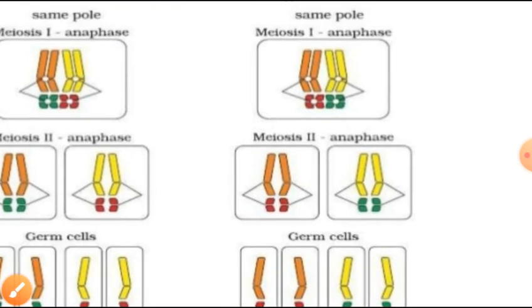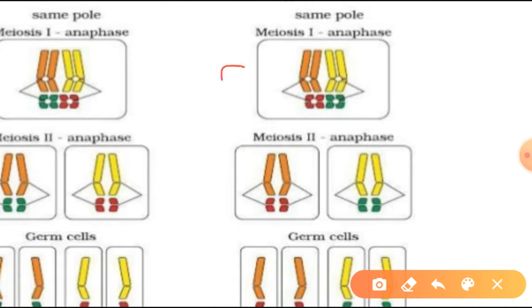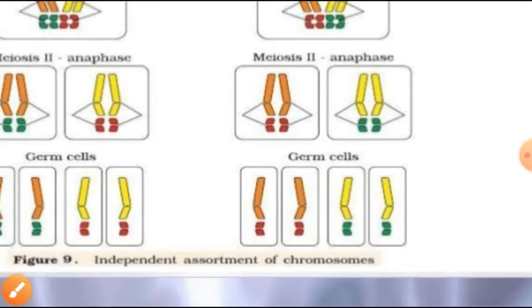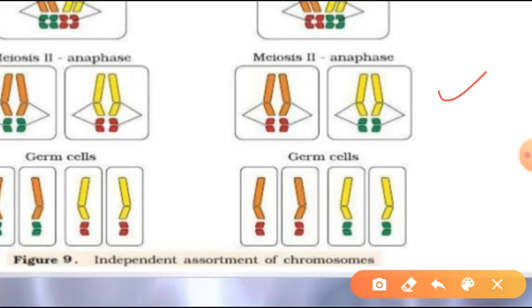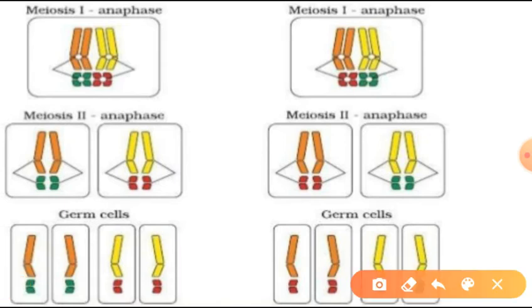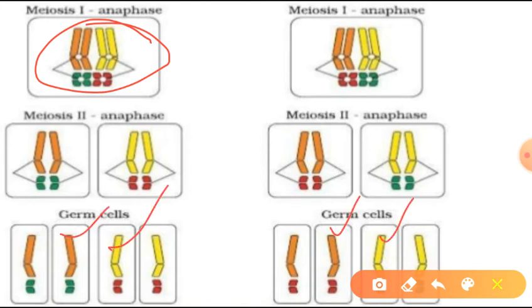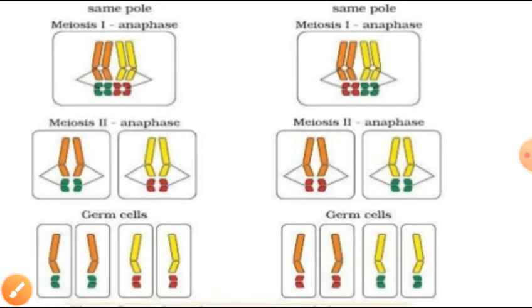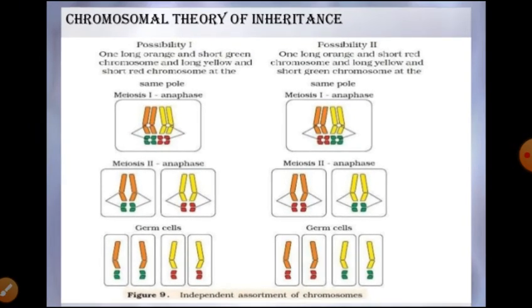In another possibility, the orange may get segregated along with the red chromosome. So here, when meiosis first completes, the two homologous chromosomes get separated, and here also two types of gametes are formed. So while taking the four types of chromosome initially, we achieve four types of gametes: 1, 2, 3 and 4. So this is the actual mechanism of how chromosomes get segregated independently.